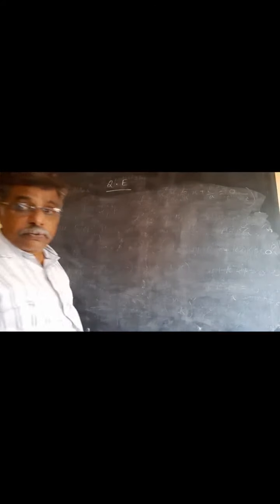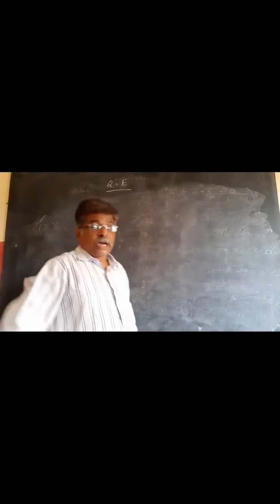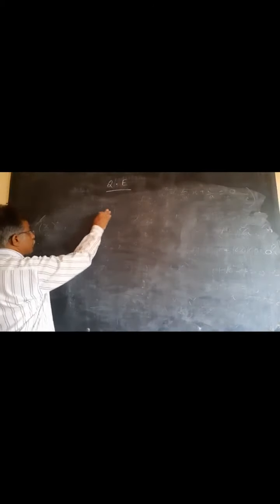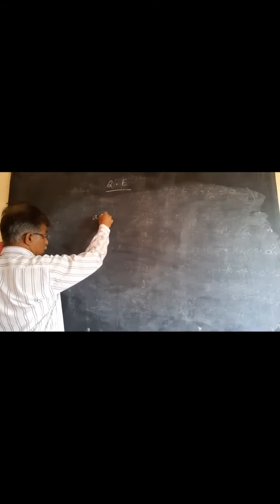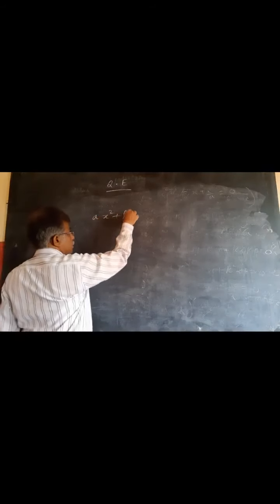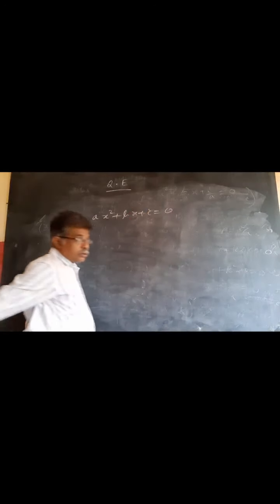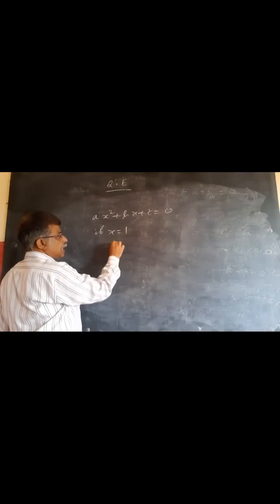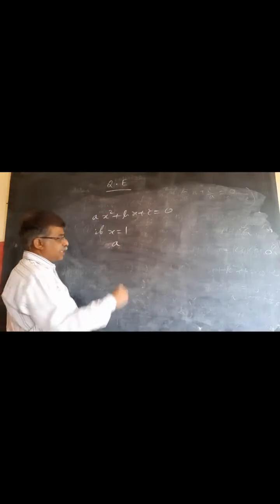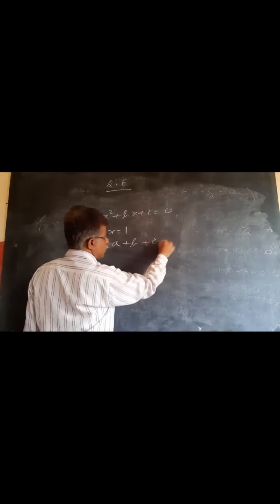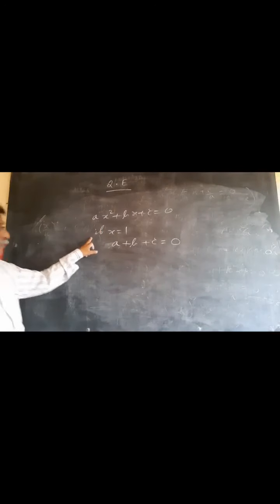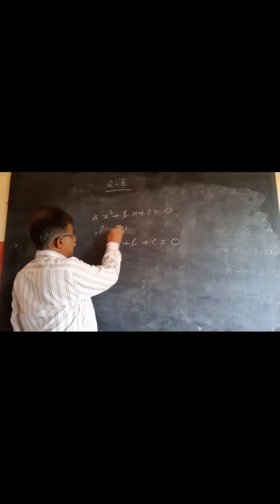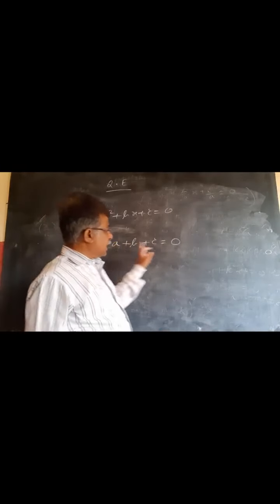Similarly, from the same, we will derive some more concepts which are useful for objective questions. Say the equation is ax square plus bx plus c equal to 0. If x equal to 1, what will the equation become? a into 1 square, a, b into 1, b, plus c equal to 0. Means if x equal to 1 is one root, then a plus b plus c equal to 0. In the reverse way, if a plus b plus c equal to 0, then x equal to 1 is a root.